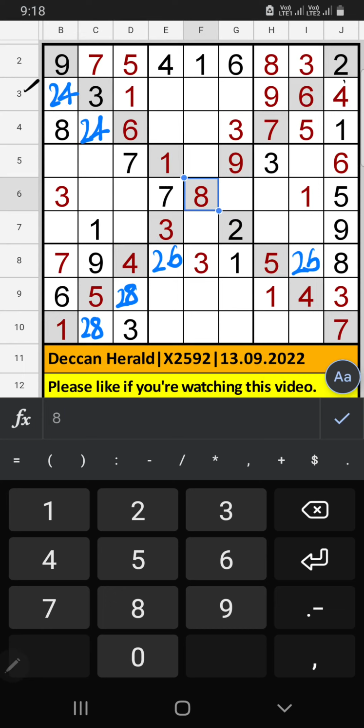Third row, we have 4. So 4 can't come in the cell, 4 is confirmed here. Then 2 is here. Column I, we have 6. So 6 can't come in the cell, 6 is confirmed here. Then 2 is here.